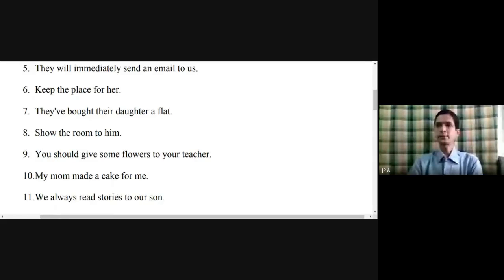They have bought their daughter a flat. Bought is the verb. So you ask bought what?